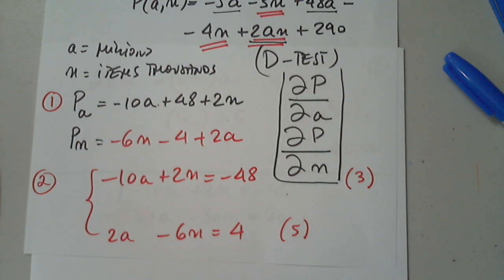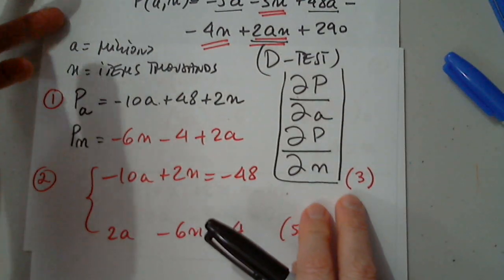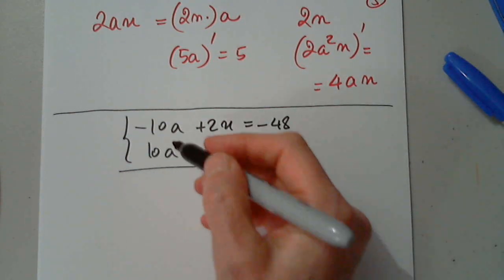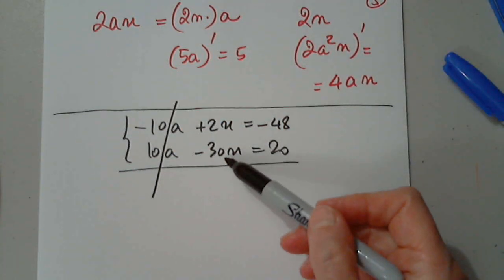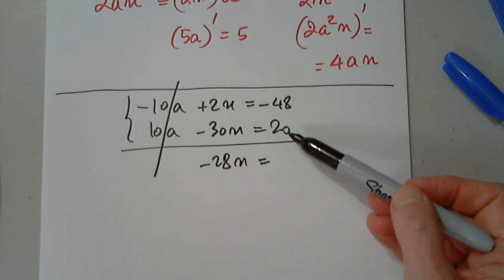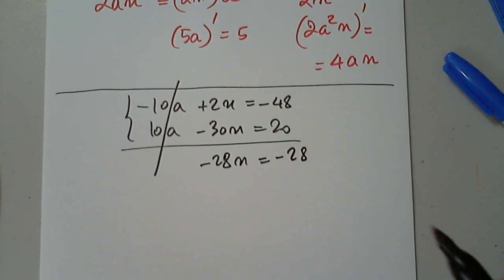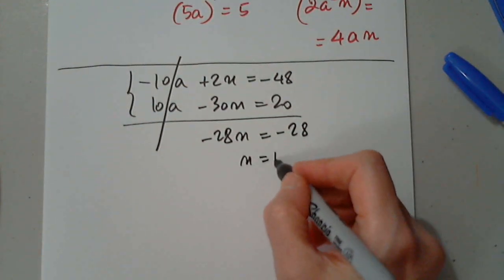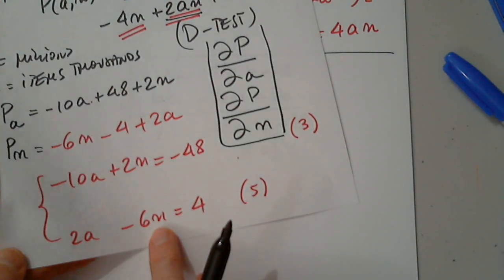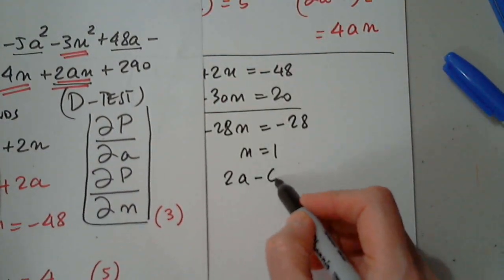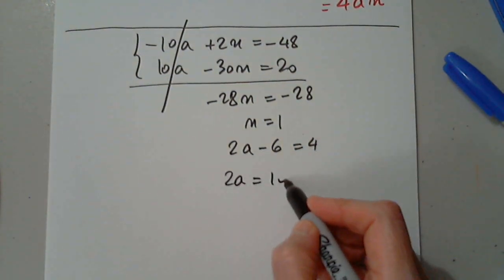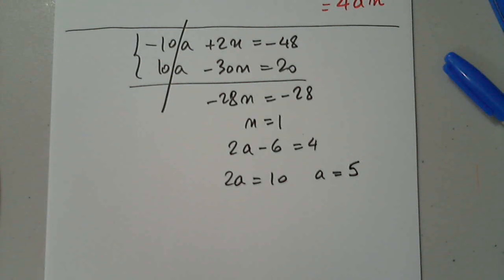All right, okay, thank you. Then I can add them term by term. Negative 30 plus 2 is negative 28n, and negative 48 plus 20 is negative 28. Awesome. So then n equals 1. Then I go back with n equals 1. So I have 2a minus 6 equals 4, or 2a equals 10, or a equals 5.